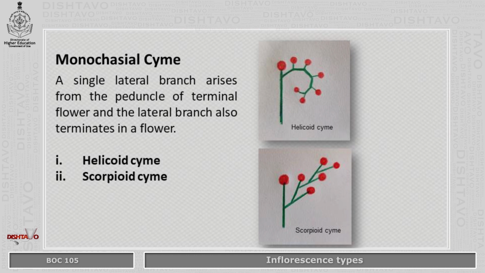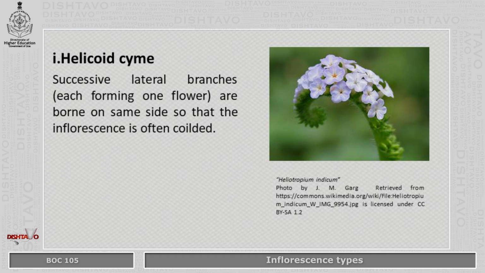Depending on the arrangement of the flowers on the lateral branch, it is further classified as helicoid type and scorpioid type. In helicoid type, the lateral branches arise from the terminal flower, each forming one flower, and all the flowers are borne on the same side of the main axis. This type of inflorescence can be distinctly seen in the genus Heliotropium.